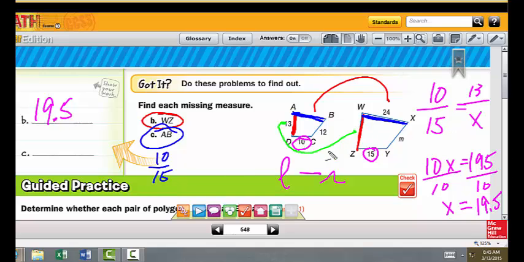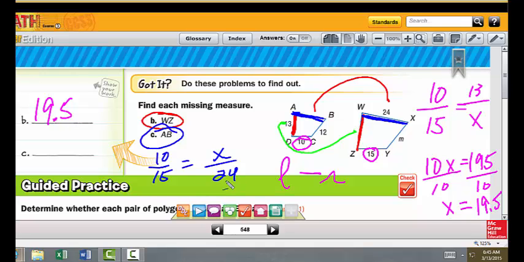Just like before, right here's our two numbers, 10 over 15 equals x, because we don't know what AB is, over 24, because 24 is the one on the right. So in this case, notice that the x is in the numerator, not the denominator. It's all a matter of position on the two figures you're using. So again, nice easy math.